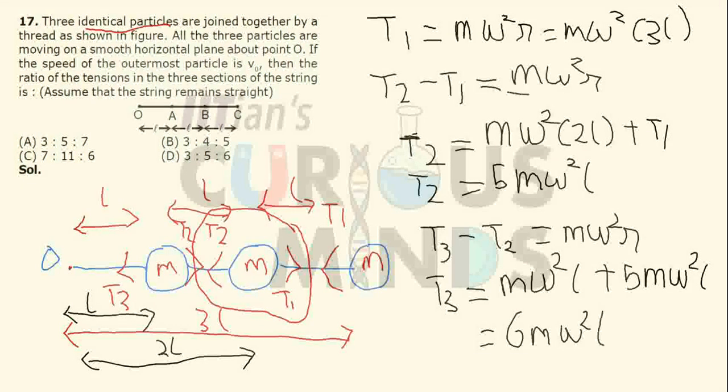Now T1 is equal to 3m omega square L, T2 is equal to 5m omega square L, and T3 will be equal to 6m omega square L. So the ratio will be equal to 3:5:6, which is option number D.